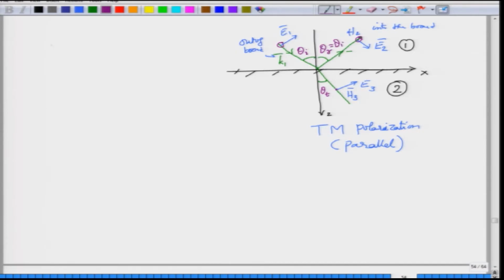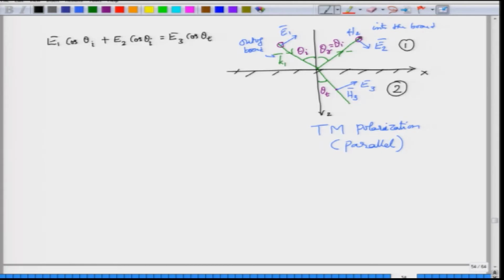Okay. With that, the set of equations: the tangential electric field in region 1 must be equal to the tangential electric field in region 2 at the boundary surface z equal to 0, and for all values of x. This turns out to be E1 cos theta 1 plus E2 cos theta 2 must be equal to, or sorry, we will write this as 1 and 2, right. So, we are going to write this as E1 cos theta I plus E2 cos theta I only, because theta r would essentially be equal to theta I, and then I have E3 cos theta t.